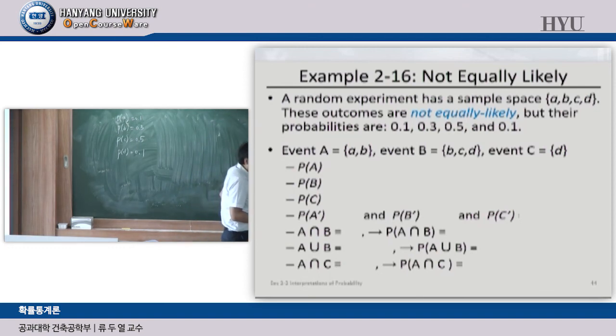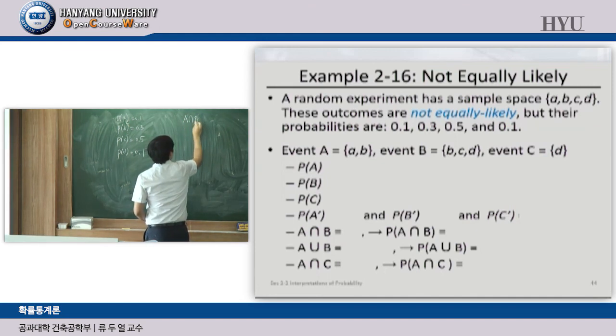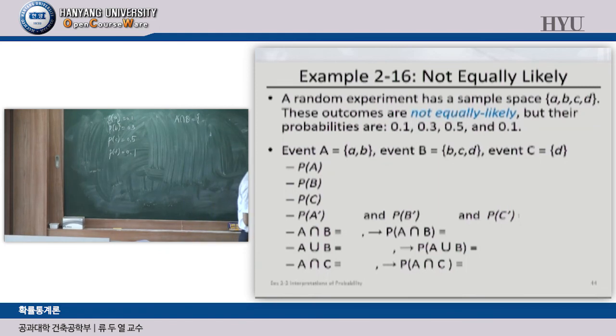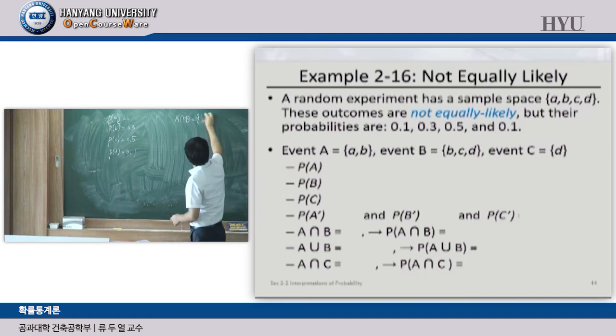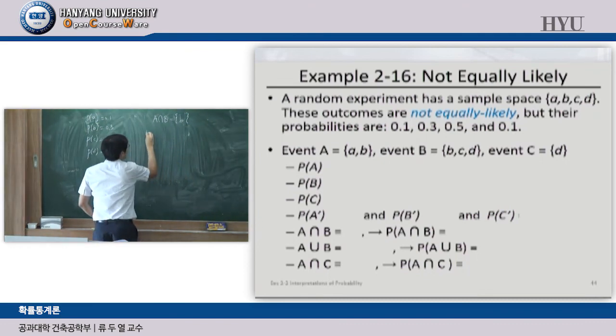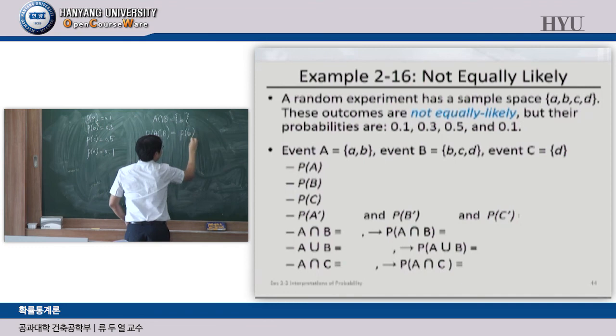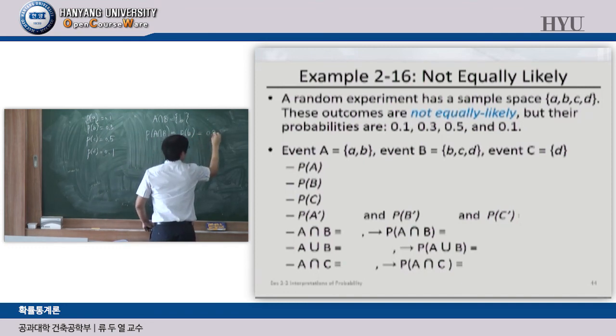To calculate the probability of some relationship between events, we have to know the elements included in these events. So we first have to know the intersection of event A and event B, and that will be just b, right? So the probability of the intersection of A and B equals the probability of small b, and that will be 0.3.